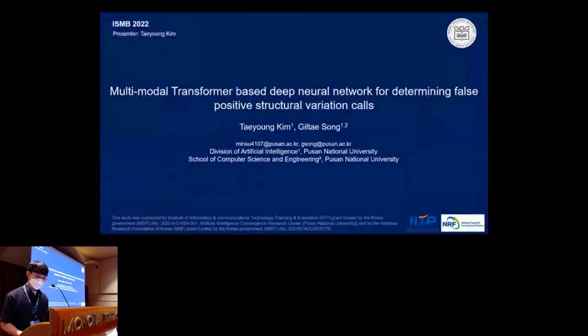I'm Kim, a graduate student at Busan National University, Division of Artificial Intelligence. Today I'm going to talk about a multimodal transformer-based deep neural network for determining false positive structural variant calls.